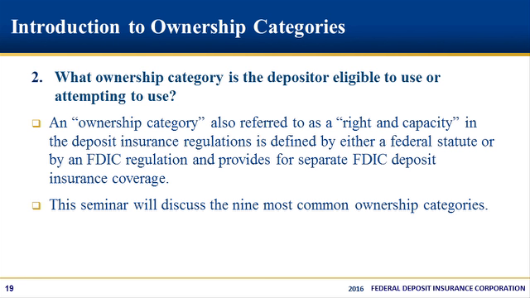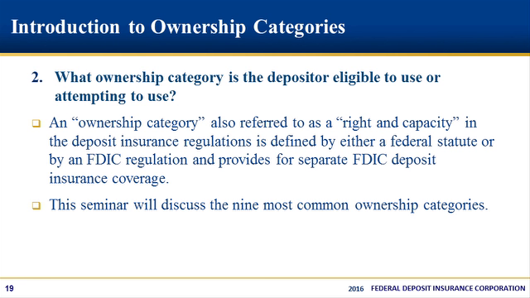A category is a unique basis of ownership defined by either an FDIC regulation or a federal statute that provides for separate FDIC deposit insurance coverage. In other words, think of a category as a set of rules. If a depositor can meet the rules for a specific deposit insurance ownership category, then their deposits will be entitled to the amount of deposit insurance coverage provided for under that category.